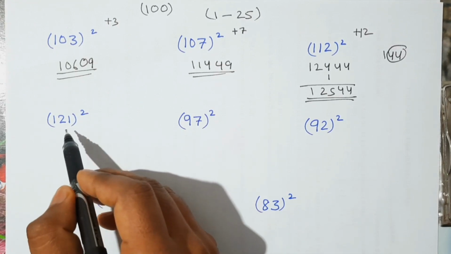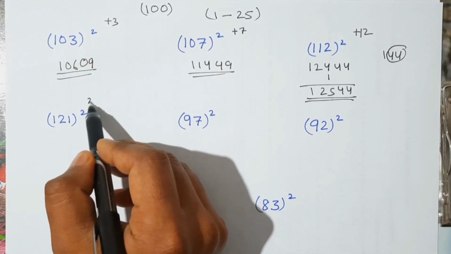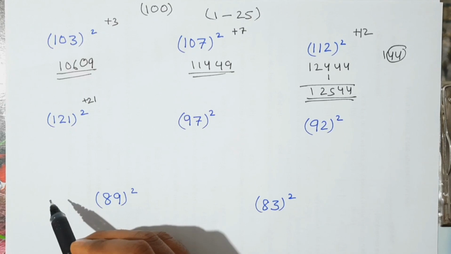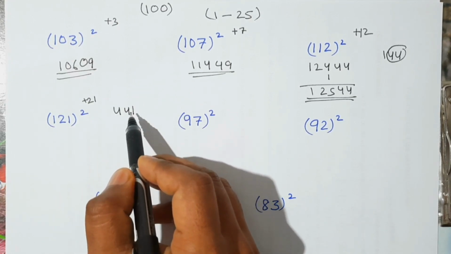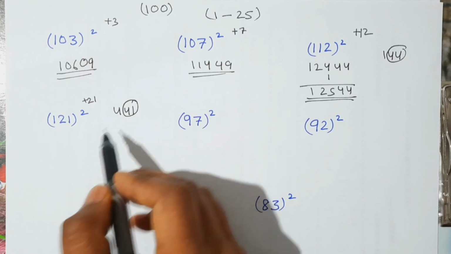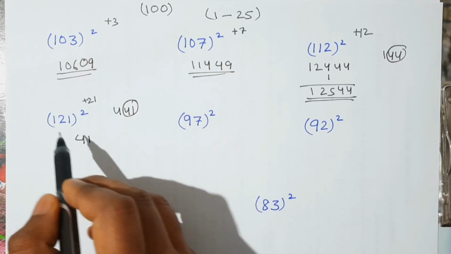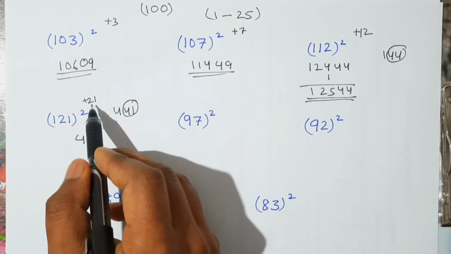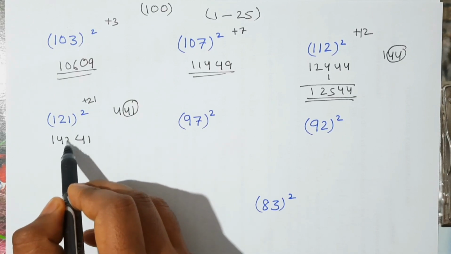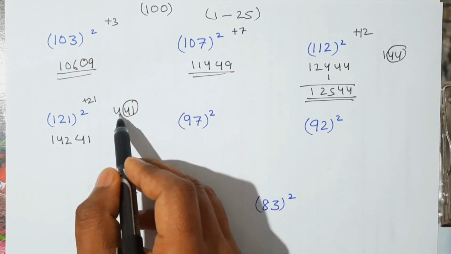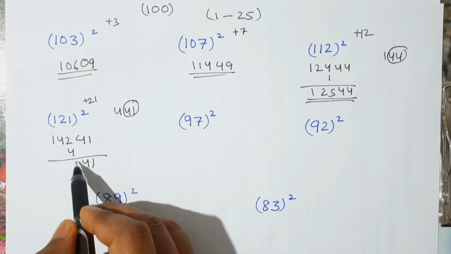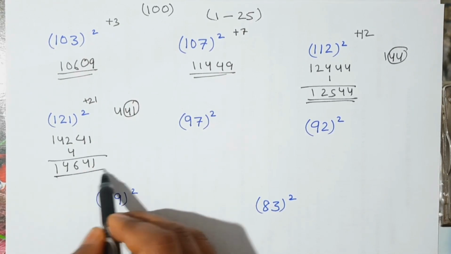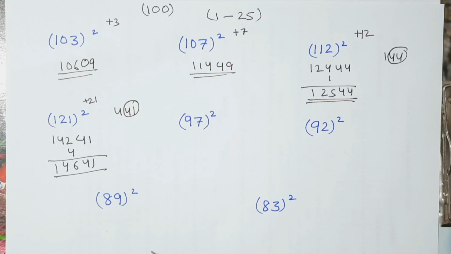Similarly, now this number is 21 more than 100. Now the square of 21 is 441, so we'll write only 2 digits, 41 here. Now 121 plus 21 is 142, and now we are going to add this 4 here. Adding this we'll get 14641. And this is the square of 121.